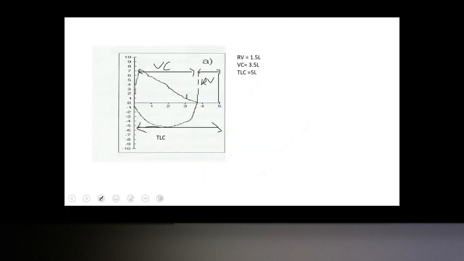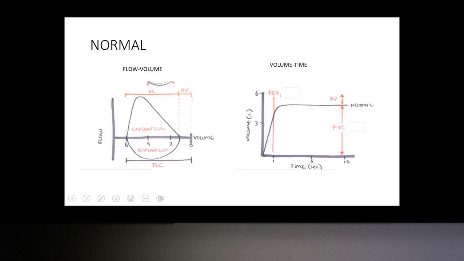Now, again, this is the same thing. Now we're going to see the normal. We're going to compare it to the obstructive, and then we're going to compare it to the restrictive. In the normal, again, we have said that this is how the normal graph looks. We have about 6 liters vital capacity. Let's say around 1 liter residual volume. So vital capacity, residual volume, and then total lung capacity.